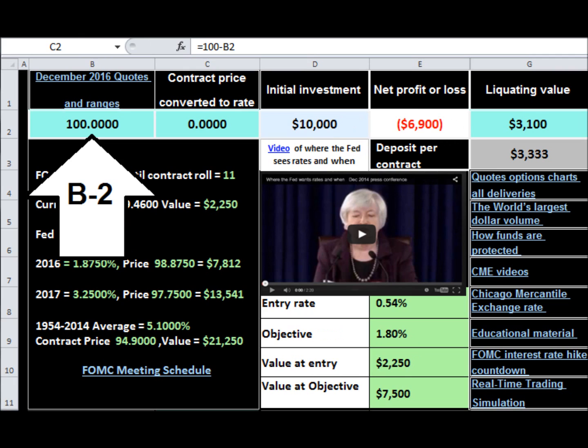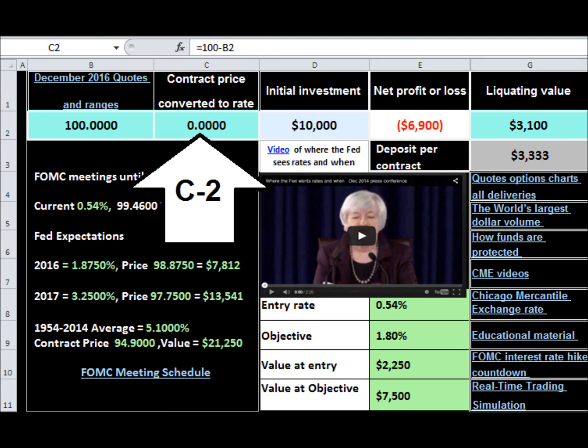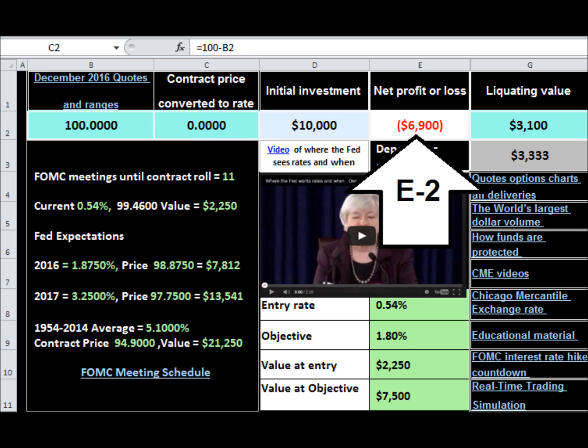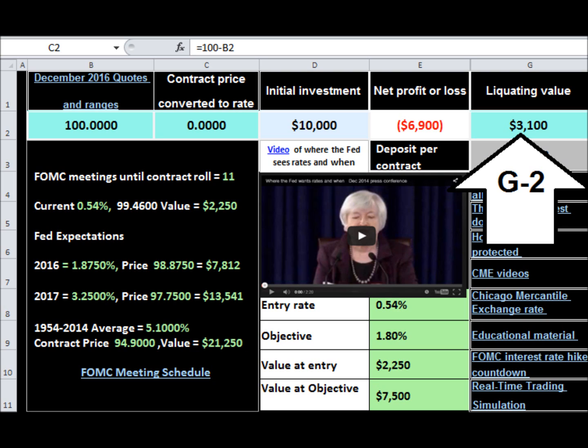The first thing I'm going to do after my trade is set up is check my maximum exposure if this rate went to zero. In cell B2, I've entered 100, representing a rate of 0. This will show in cell C2. At 0, my net loss for all positions would be $6,900 shown in cell E2. My net liquidation value, after all bid-ask spreads and fees, would be $3,100 shown in cell G2.